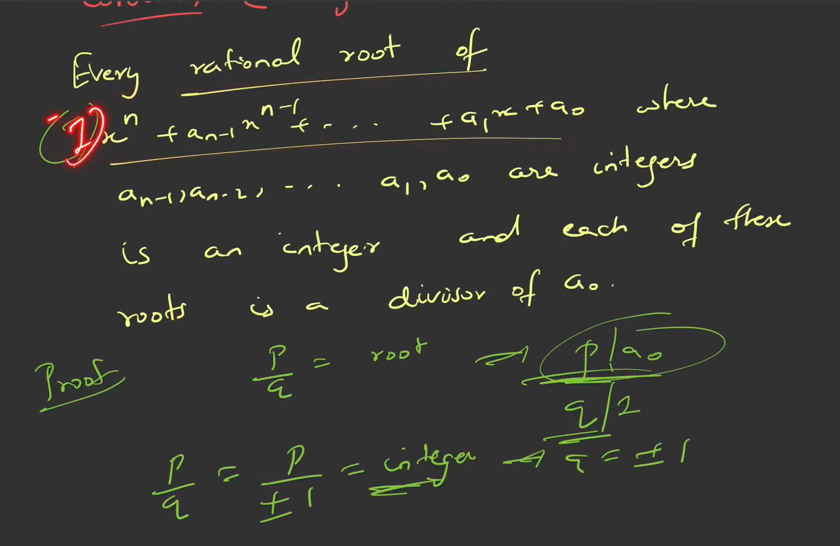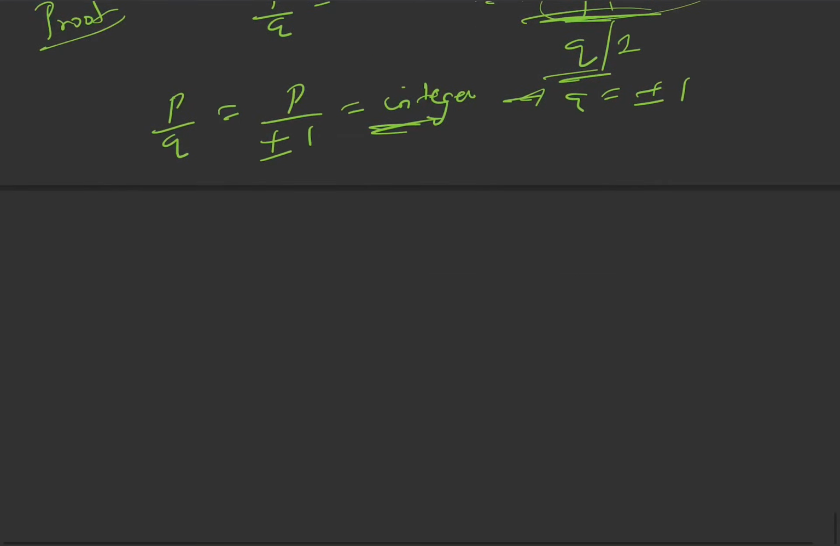So all the roots are integers, and they should divide a naught. So if you have an equation with integer coefficients whose leading coefficient is 1, then every rational root of this equation will become an integer root, because by the property that q should divide 1, q can be plus minus 1. So every rational root will be an integer root, and it will be a divisor of a naught.